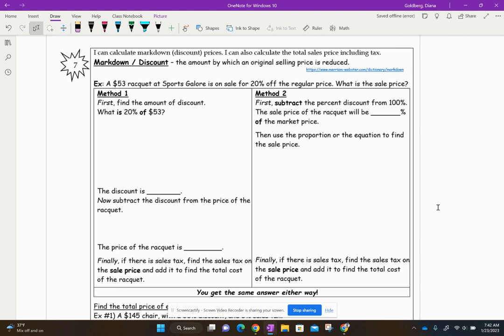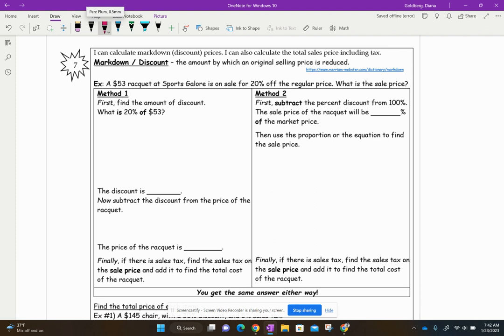One of the greatest things about this unit is that it is very real life, and discounts are something that I happen to like very much. So let's go ahead and get started. First, how to find the sale price of something. As usual, I have two methods for you, with method two being my personal favorite. But let's take a look at this question.